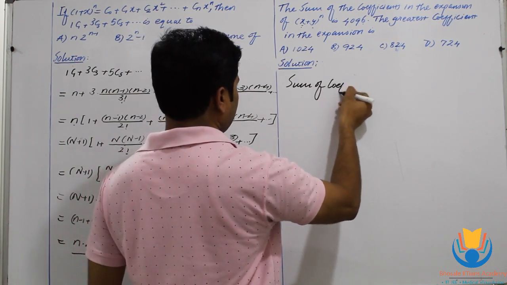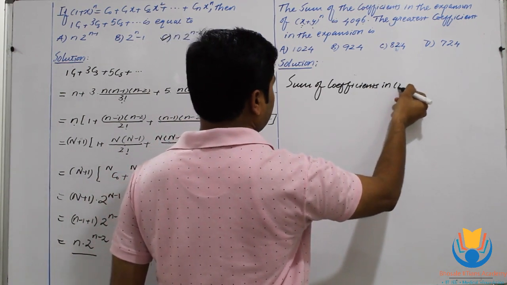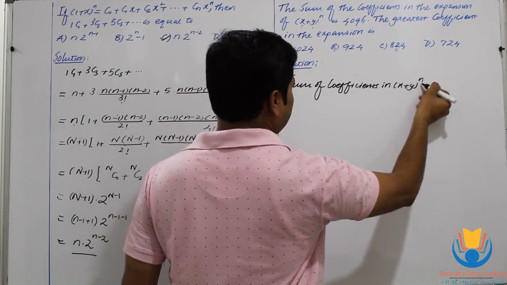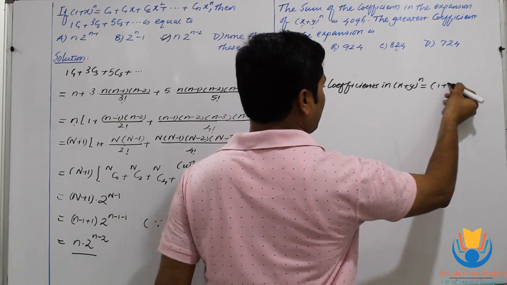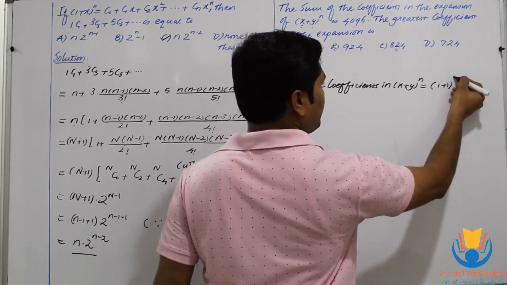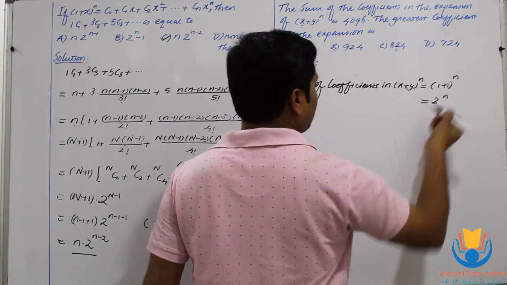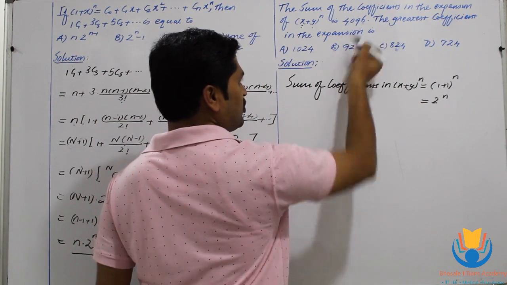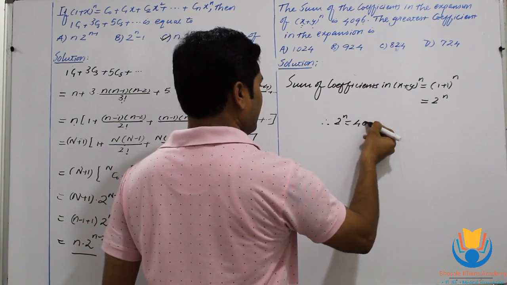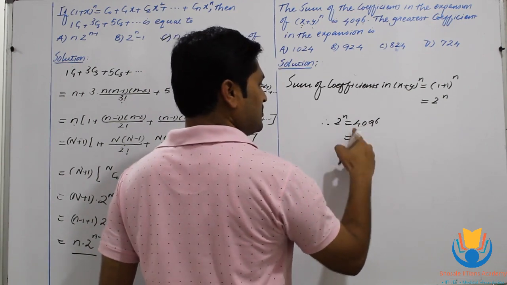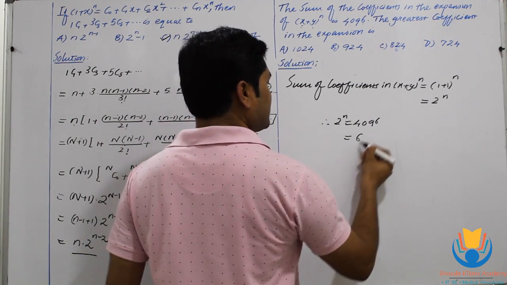Sum of coefficients in x plus y whole raised to n is obtained by putting x equal to 1 and y equal to 1, so that the sum of coefficients will be equal to 1 plus 1 raised to n, which is equal to 2 raised to n. But this sum of coefficients is given to be 4096. Therefore this 2 raised to n is nothing but 4096. And as you know, this 4096 is the square of, I think, 64.